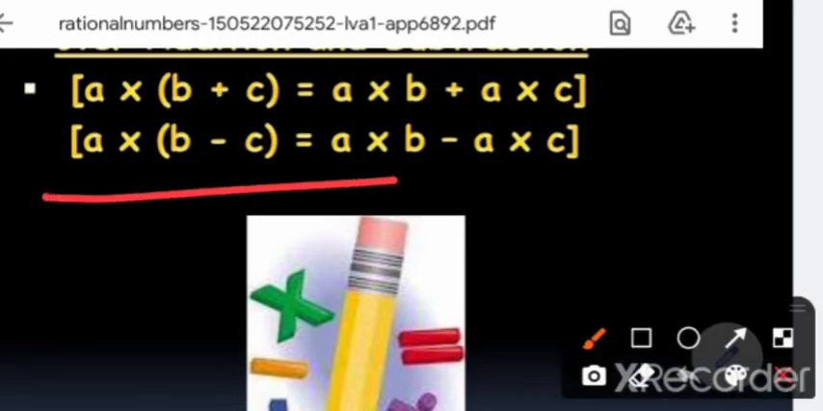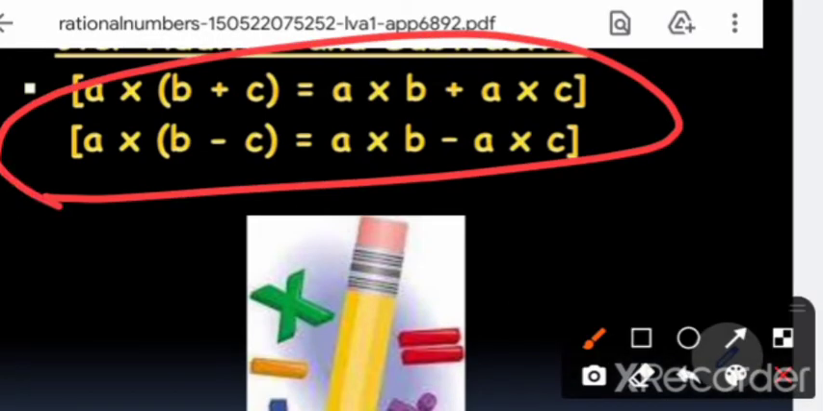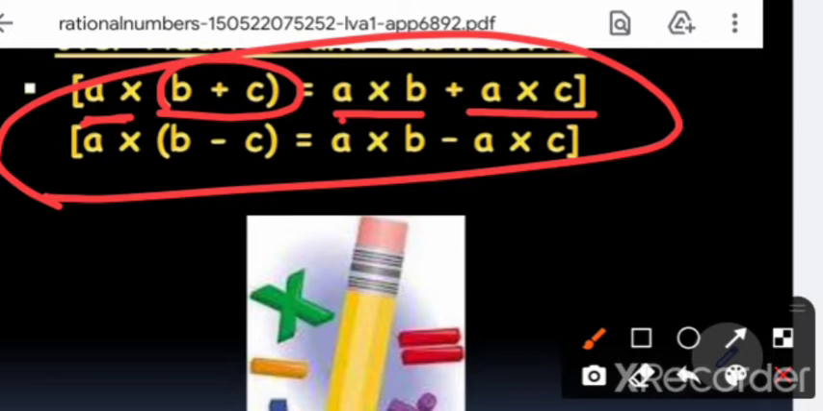The distributive property is given here. There are two properties: first is over addition and second is over subtraction. If two numbers b and c are added and multiplied with another number a, the result will be a into b plus a into c. A similar process applies for multiplication over subtraction. So a multiplied by b minus c will always give a into b minus a into c.